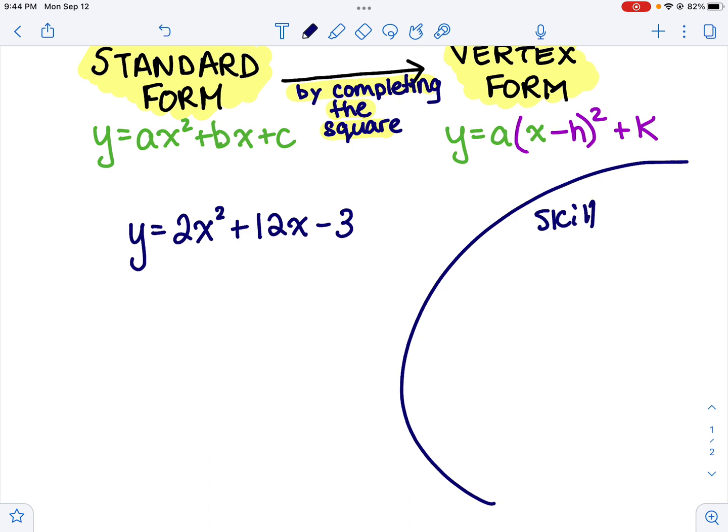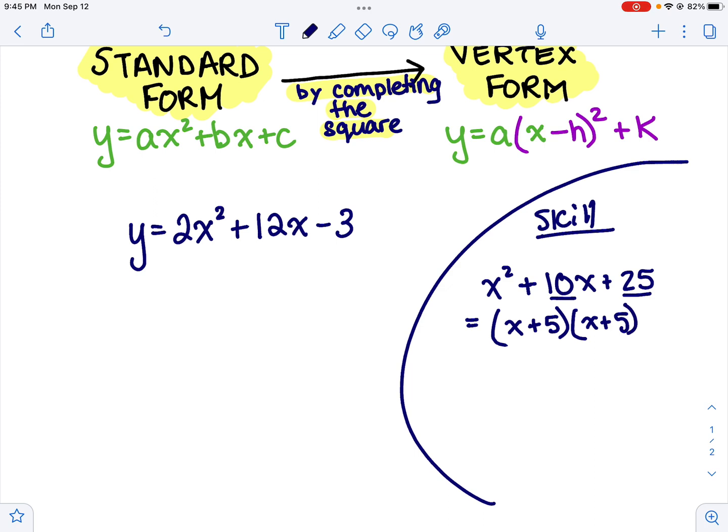I'm just going to show you this off to the side. We need to know how to change a trinomial into a perfect square trinomial. So let's say I have this trinomial, x squared plus 10x plus 25. I know that this is a perfect square trinomial because when I go to factor it, I'm looking for two numbers that multiply to give me 25 and add to give me 10. So 5 and 5. I know that's a perfect square trinomial because it factors into the same two brackets.